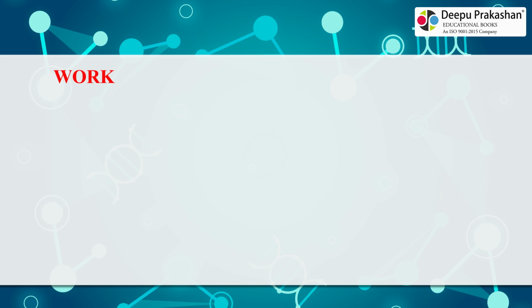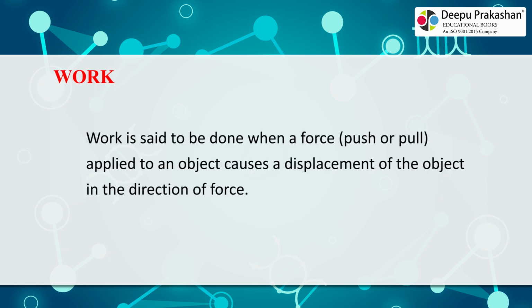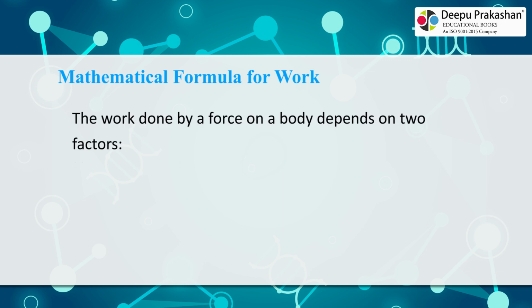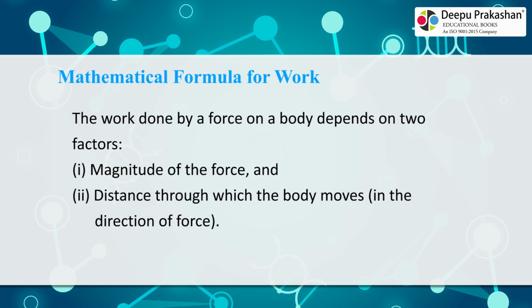Work. Work is said to be done when a force, push or pull, applied to an object causes a displacement of the object in the direction of force. Mathematical formula for work. The work done by a force on a body depends on two factors: 1, magnitude of the force, and 2, distance through which the body moves in the direction of force.